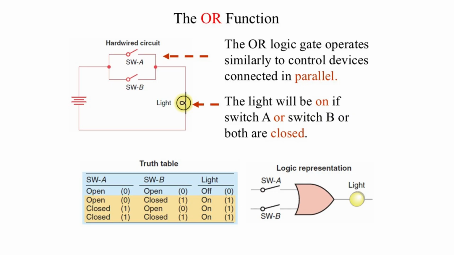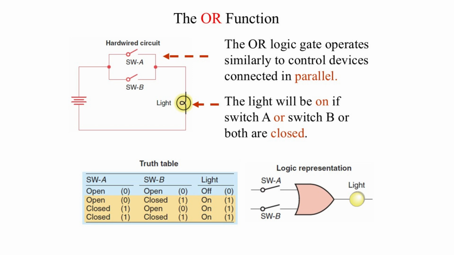This figure illustrates the OR function using both a hardwired circuit and its logic representation. In the hardwired example, switch A and switch B are wired in parallel to control a light. The light will turn on if either switch A, switch B, or both are closed, because current can flow through either path. The truth table confirms this. The output is 1 when one or both switches are closed, and only 0 when both are open.